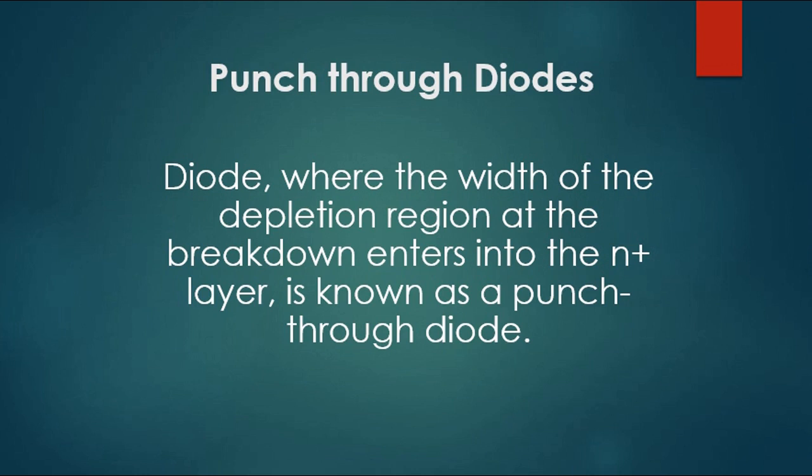Punch through diodes are diodes where the width of the depletion region at breakdown enters into the positive N layer. What do you understand? Because sometimes some of us don't really understand how it is. We might graduate from university, and if they ask us to explain all these things, it will take us, in fact, six months to explain it the way even the common man will understand.